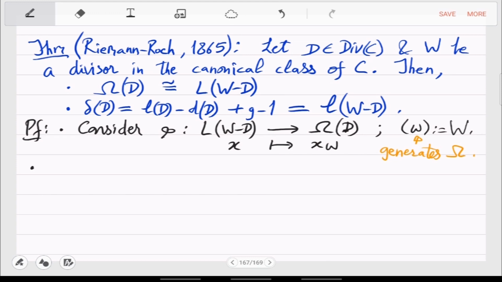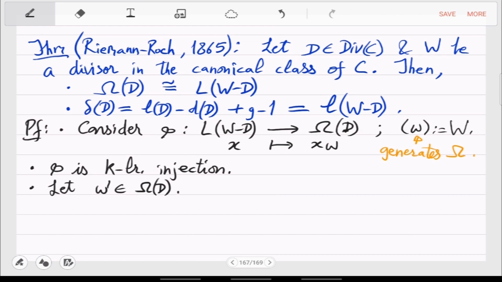And yeah, you know already that phi is a K-linear injection. What we have to show is that phi is a K-linear surjection also. Then it will be an isomorphism of vector spaces. Which means that let's take an element, a differential omega prime, and find a preimage.